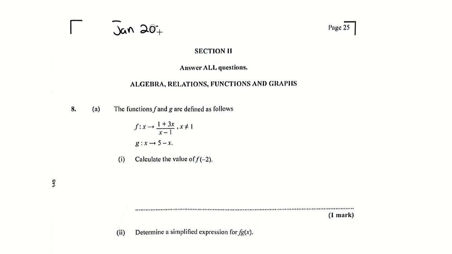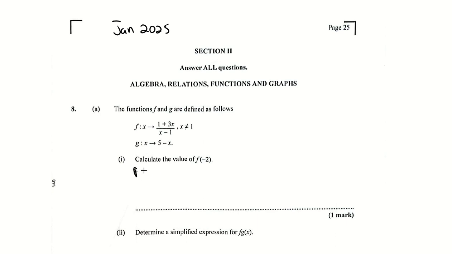Jan 2025, number 8. They told you the functions are defined as follows. f of x is 1 plus 3x over x minus 1, where x cannot be equal to 1, and g of x is 5 minus x. Calculate the value of f of minus 2, which means that x is minus 2. Whatever is in the brackets is what x is equal to.